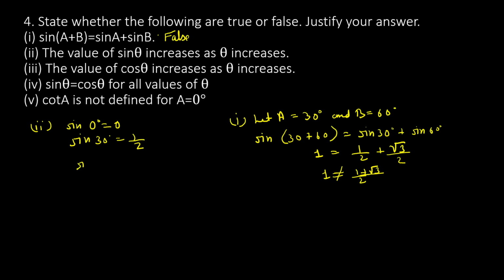and sine 45 degree equal to 1 by root 2, equal to 0.707, and sine 60 equal to root 3 by 2, equal to 0.866. Sine 90 equal to 1.